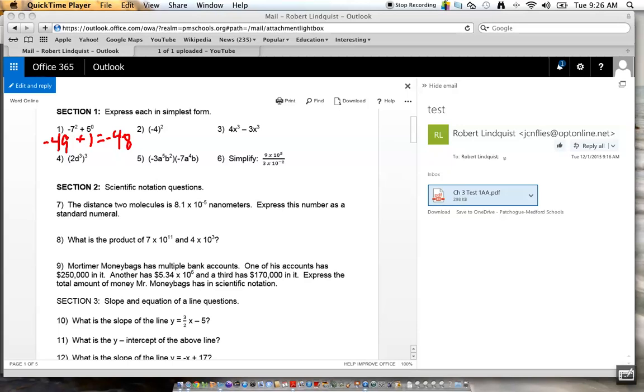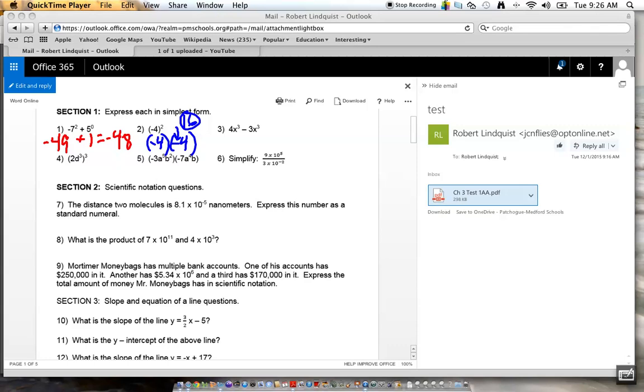Who thinks they know the answer to number 2? Go ahead. It is 16. Very good, because -4 squared means -4 times -4. When I multiply by a negative, I change the first sign. 16 is the correct answer.